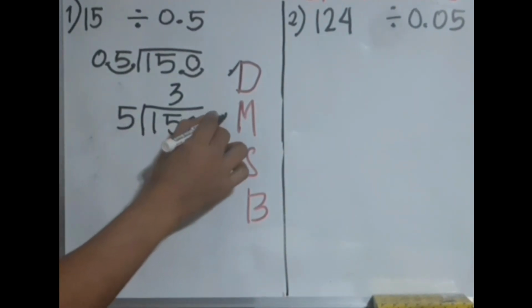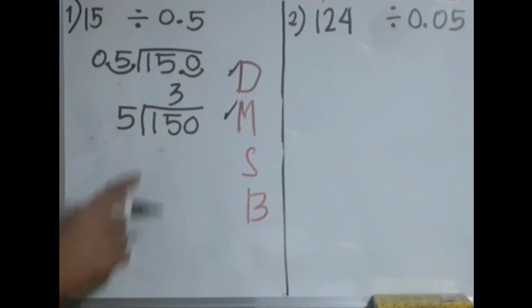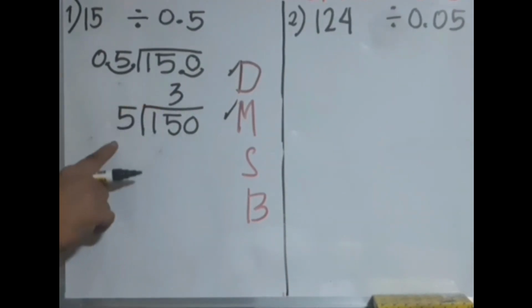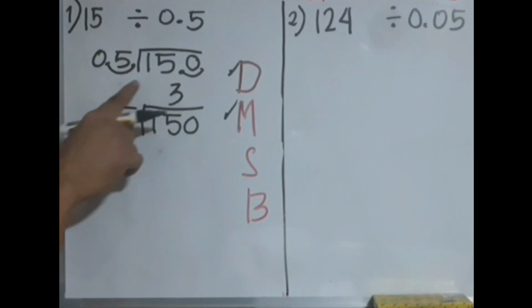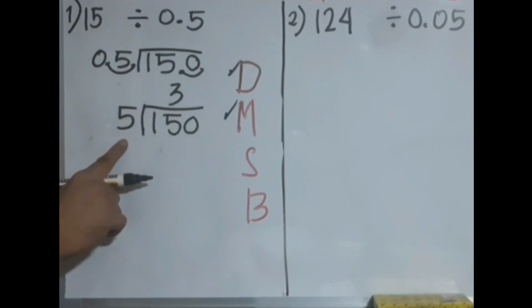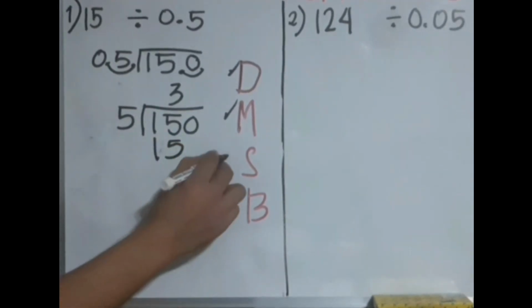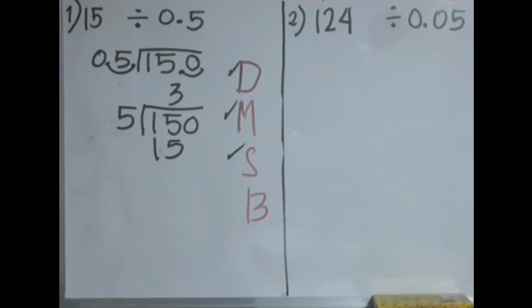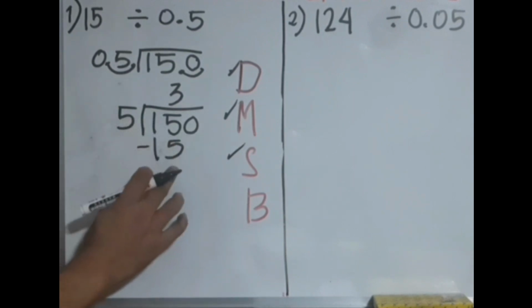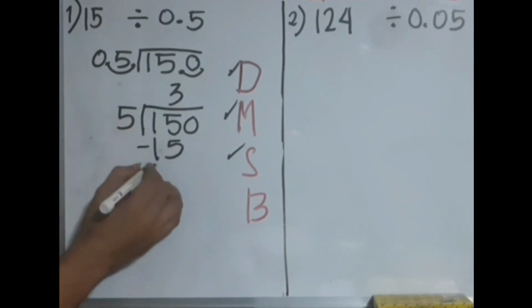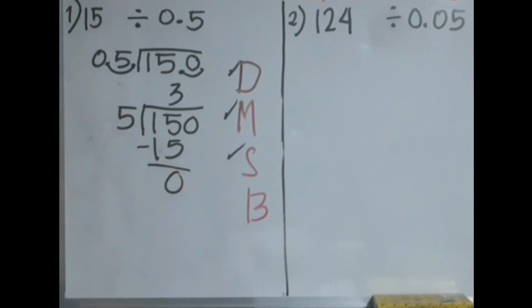Then the next step is multiply. Multiply your partial quotient to your divisor. That will be now 3 times 5 is equals to 15. Saan ilalagay ang 15? Sa ibaba ng 15. Then the next step is subtract. 5 minus 5 is 0. 1 minus 1 is 0. So the answer is 0.